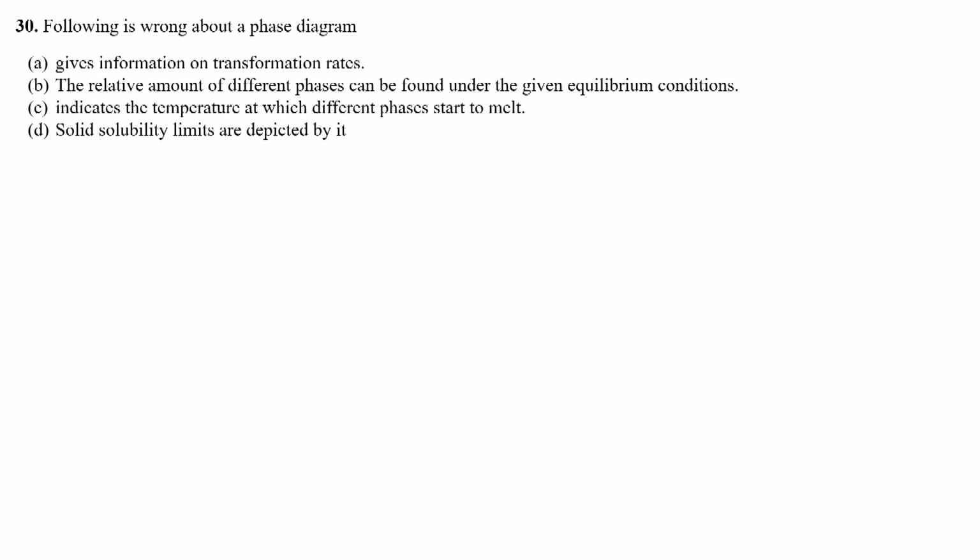Problem number 30 says which of the following is wrong about a phase diagram. Which one is wrong? Gives information on transformation rates. The relative amount of different phases can be found under the given equilibrium condition. So we have to find the incorrect statement here, right? Option B, the relative amount of different phases can be found under the given equilibrium condition, is a correct statement. It indicates the temperature at which different phases start to melt. This is also a correct statement. We can get the information from the phase diagram. Solid solubility limits are depicted by it. It is also a correct statement, right?